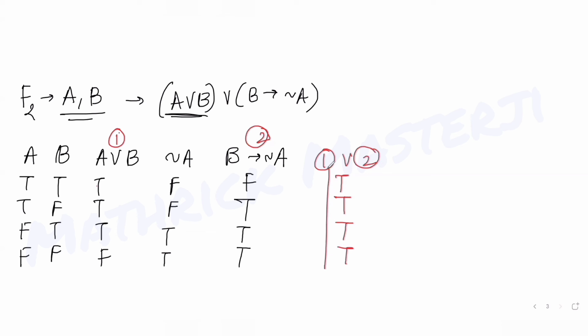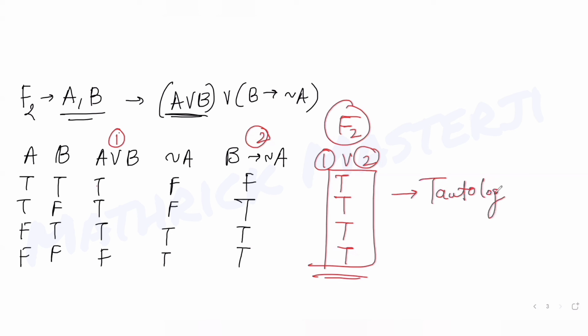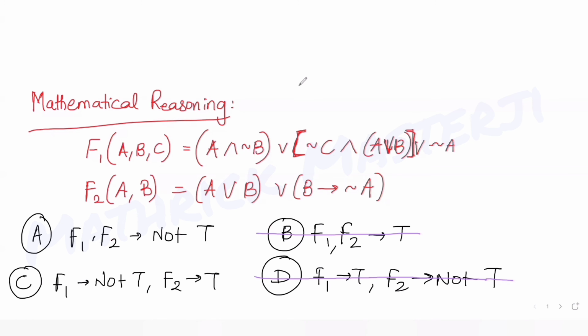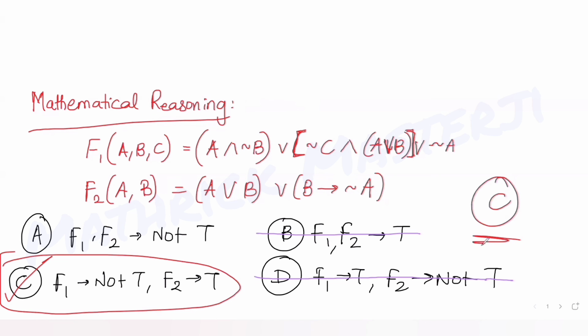So you get all the other entries in the last column as T, and that is nothing but the statement F2. So for F2, we get all the statements true, and basically that makes your second statement a tautology. So you get all the truth values in the second statement, and that makes it a tautology. So from here, we can mark the answer choice as F1 is not a tautology, but F2 is a tautology. So answer C is the correct one here for the question given to us.